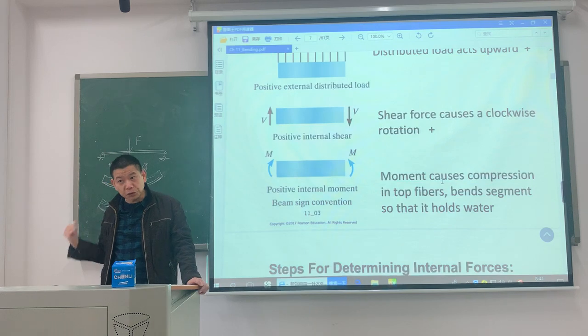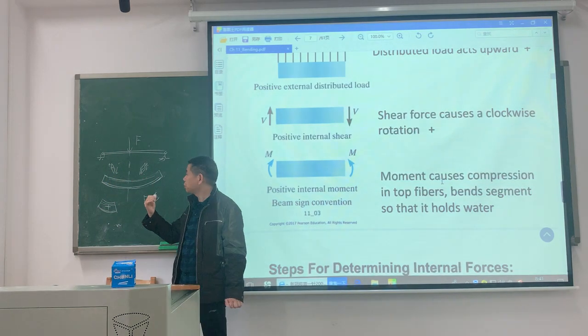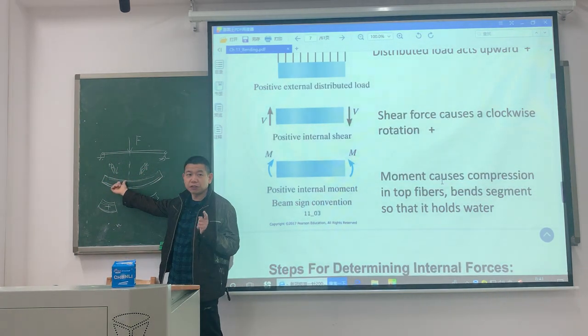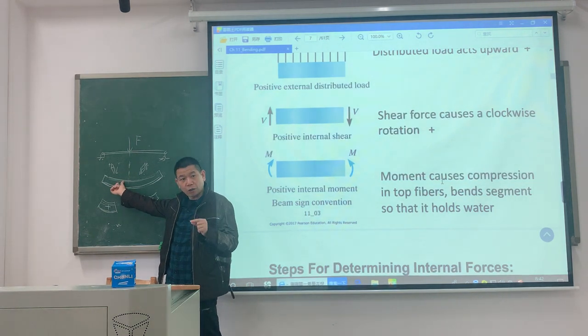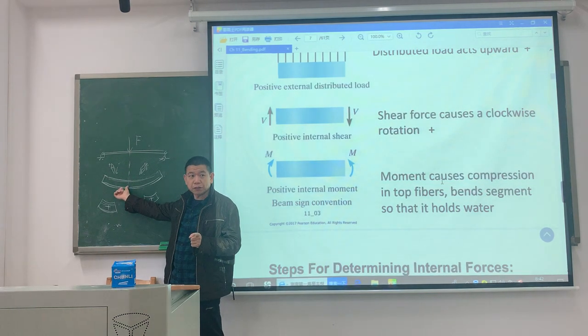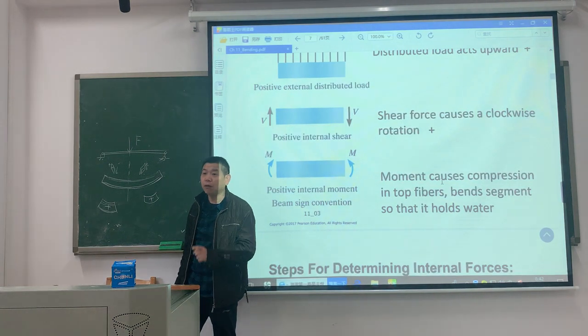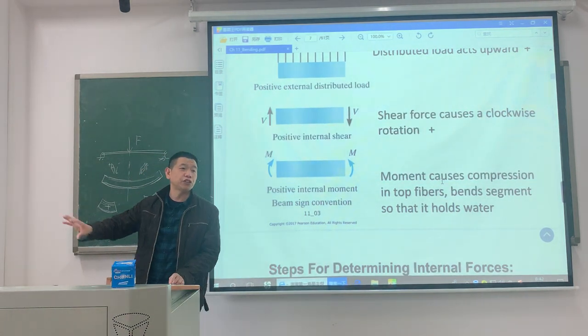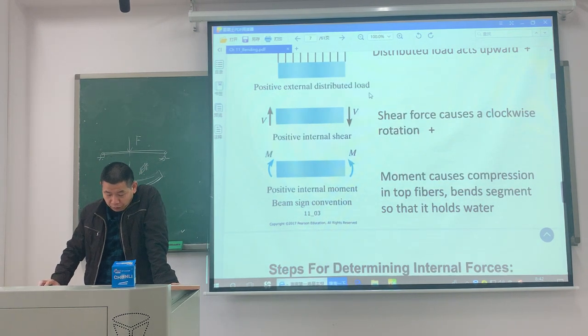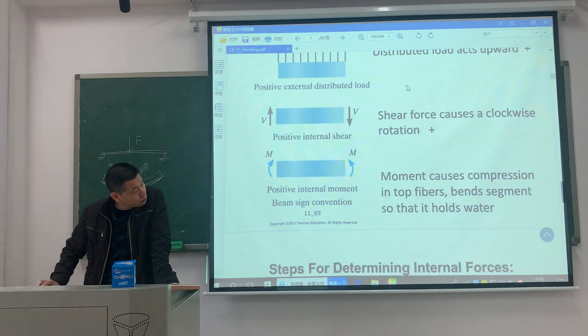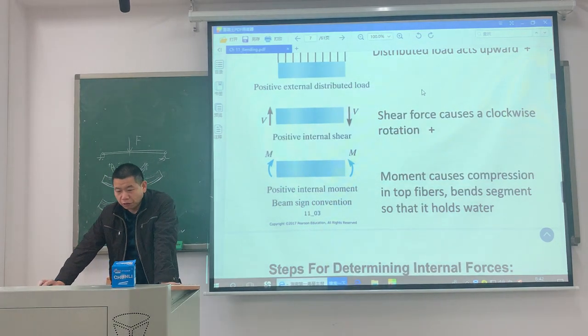I will introduce the stress in the top part and the stress in the bottom part. We will find in the top part, the stress is negative. In the bottom part, the stress is positive. Positive means in tension. Negative means in compression. I will introduce it. Okay? At first, let's focus on internal force.